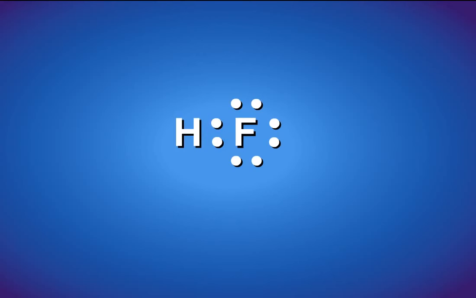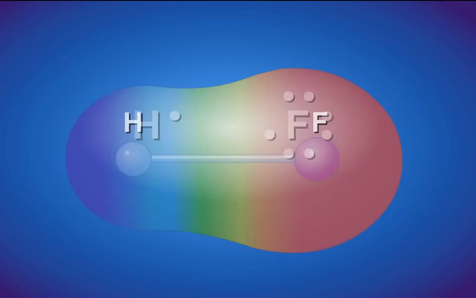In this bond, fluorine has a greater attraction for the electrons in the bond, a greater electronegativity. Because the electrons spend more time near the fluorine atom, the electron density shifts towards fluorine. The most electron-rich region is red. The most electron-poor region is blue. The result is a greater electron density near fluorine, a partial negative charge, and a correspondingly lower electron density near hydrogen, a partial positive charge.